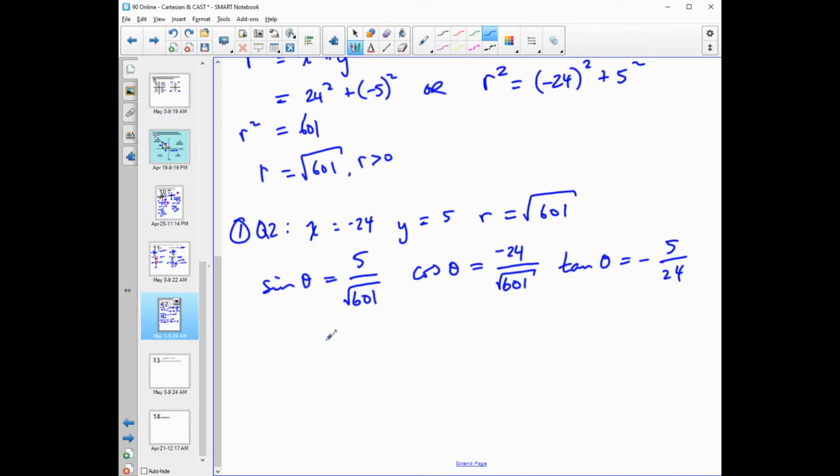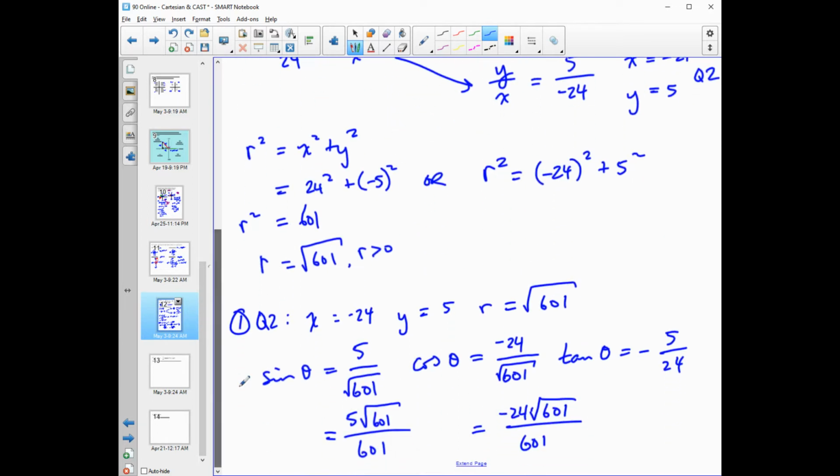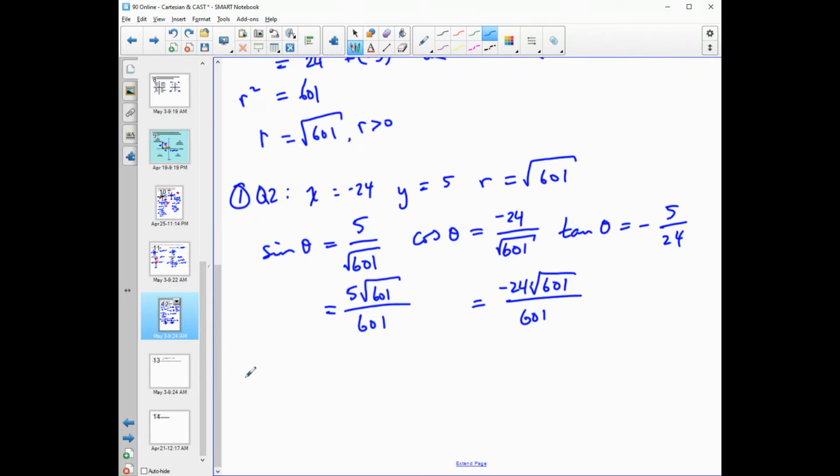You could be asked to rationalize these, or you might see answers in the textbook that are rationalized. So to get rid of the square root in the denominator, we multiply top and bottom by square root 601. We end up with 5 root 601 over 601. We end up with -24 root 601 over 601. And this is the last part. Determine the value or values of theta. Oh, am I done yet? No, I'm not. I'm sorry. That was just quadrant 2.